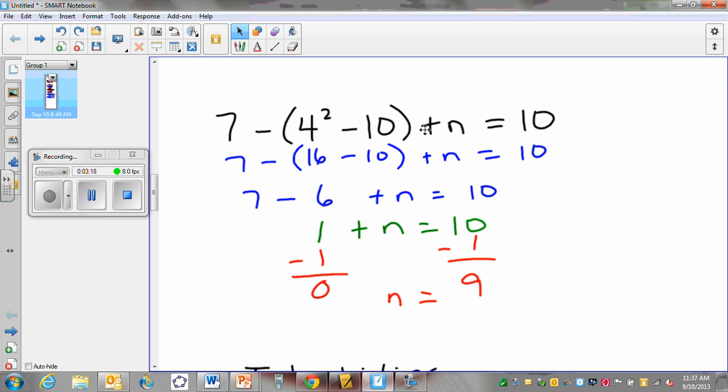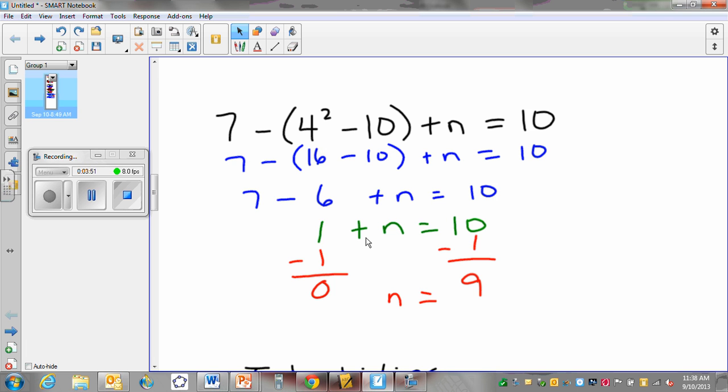When the variable is not in the answer, we use our order of operations to get it down to its simplest form, and then we balance the equation. First thing we do is our exponent. 4 squared is 16. In our parentheses, 16 minus 10 is 6. So now we have 7 minus 6 plus n equals 0. Well, 7 minus 6 is 1. So we have 1 plus n equals 0.